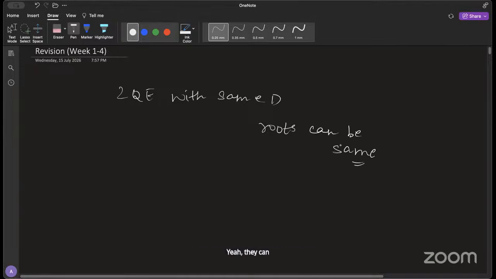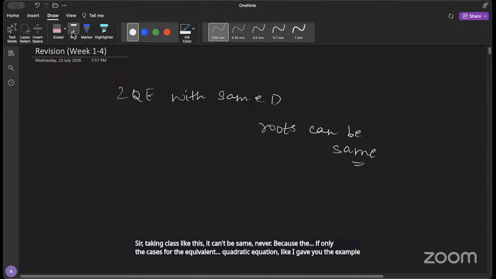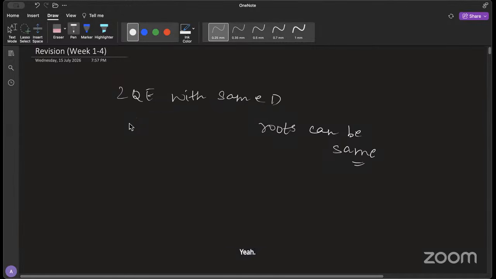Yeah, they can be the same. They're not always the same, but they can be the same. If it says can be the same, then it should be correct. But ma'am, sir taking class like this, it can't be the same, never. Only in the case of an equivalent quadratic equation, like the example I gave you, will it be the same, but that is the same equation, where you subtract, multiply or divide something.